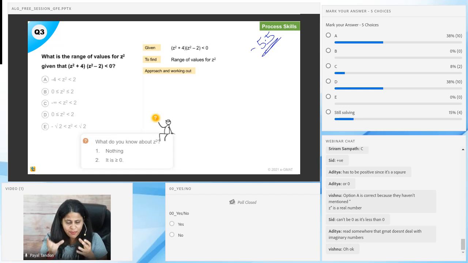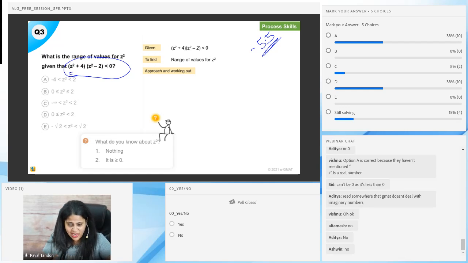Z squared plus 4. So again, conceptually, you know that the product of two numbers is less than zero according to this, right? So you're translating that part. Product of two numbers is less than zero, which means one of the numbers needs to be positive, the other needs to be negative, right? Now, can z squared plus 4 ever be negative? Tell me that. Can z squared plus 4 ever be negative?